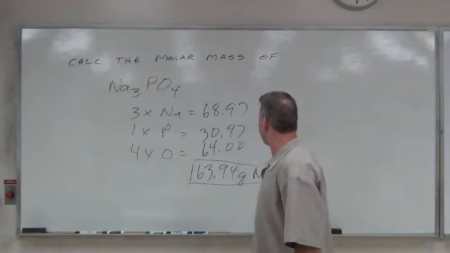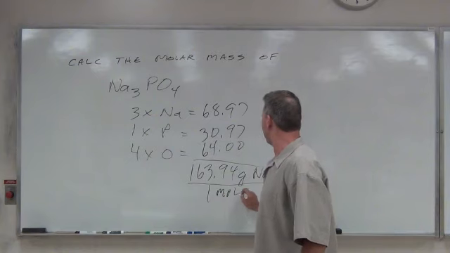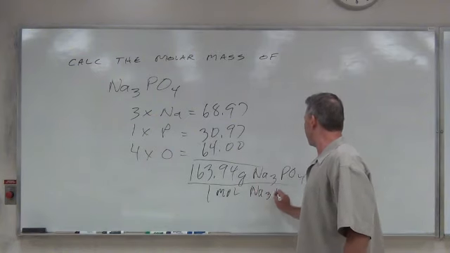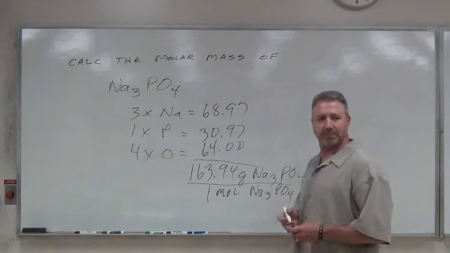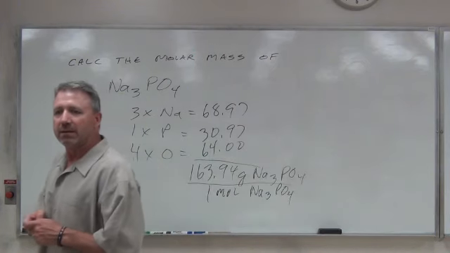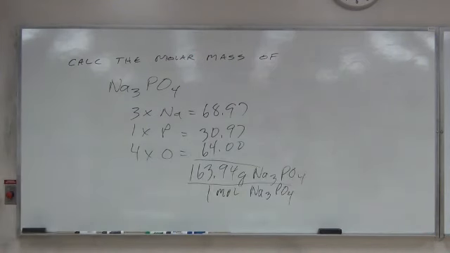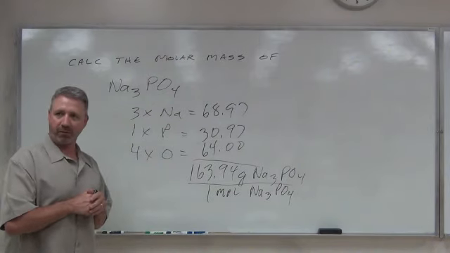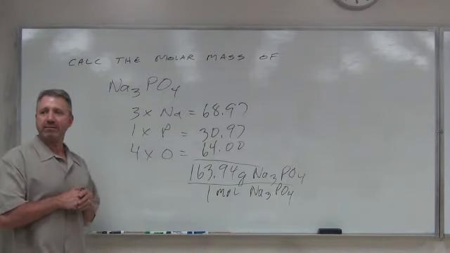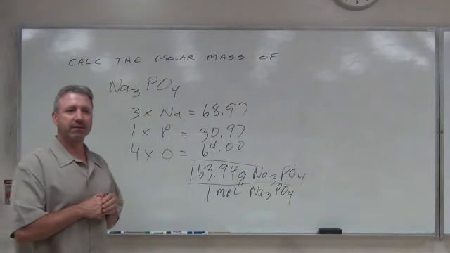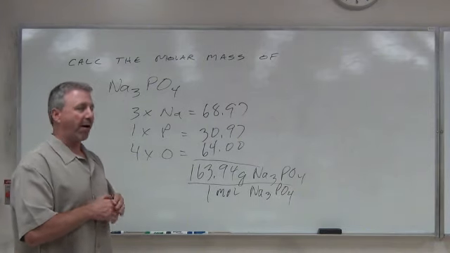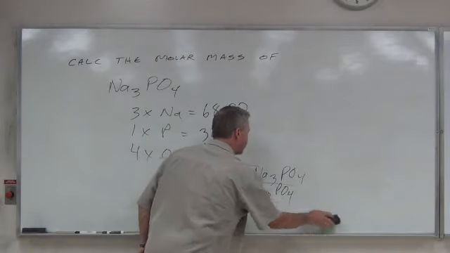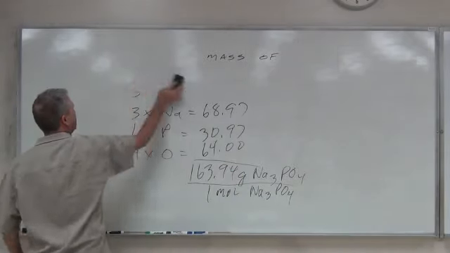Grams of Na3PO4 per 1 mole of Na3PO4. See how that works? Formula masses are the grams of that particular substance per mole. You see back there? Got it? All right, let's see how we use it now.